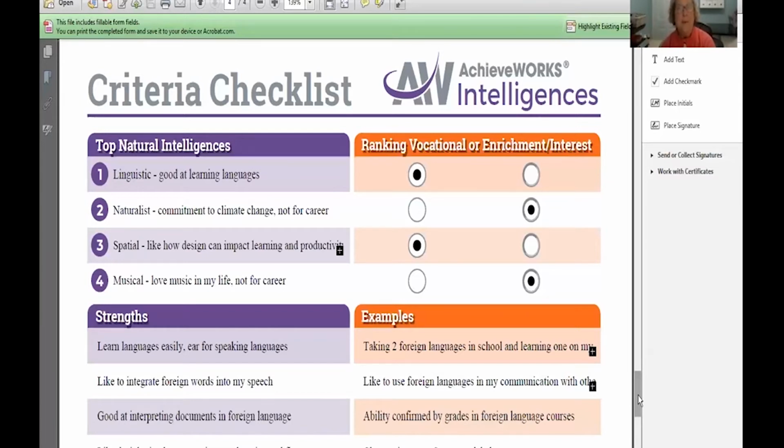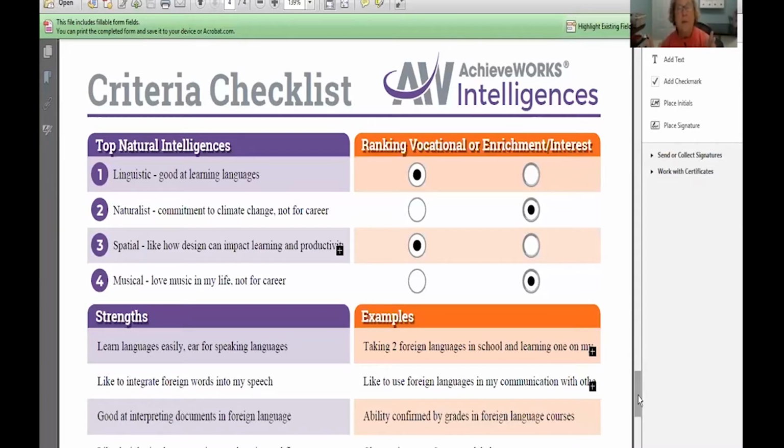The next one, naturalist. I picked that example in this assessment, and that example came out high. The reason I put it on the enrichment side is because I see a lot of clients that are very high in areas and they love those areas, but they're more passions, more causes, more things they want to do with their life, but not for a job or not for compensation per se.